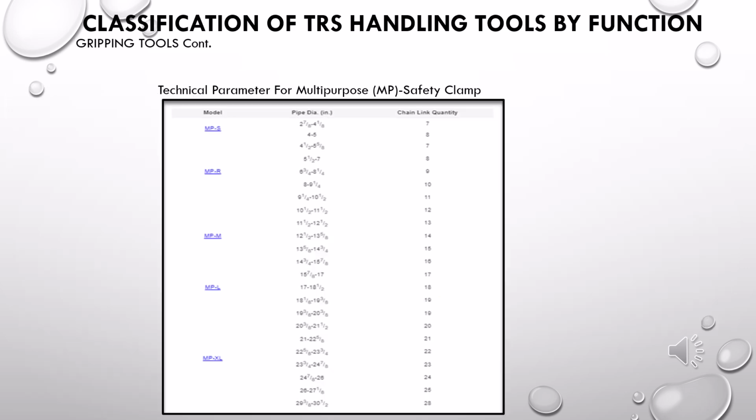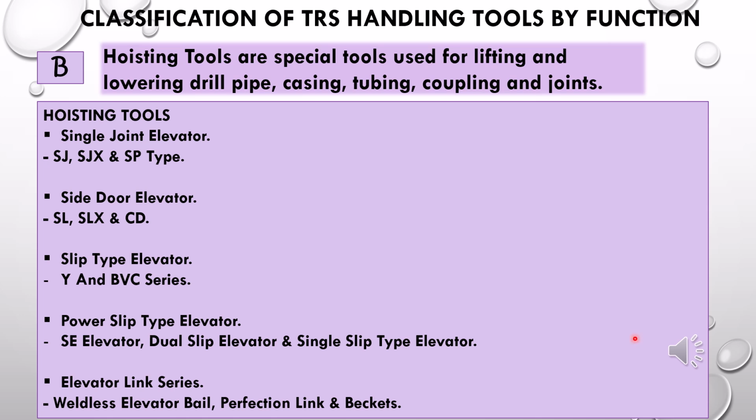Technical parameters. All right, classification B, we talk about hoisting tools.